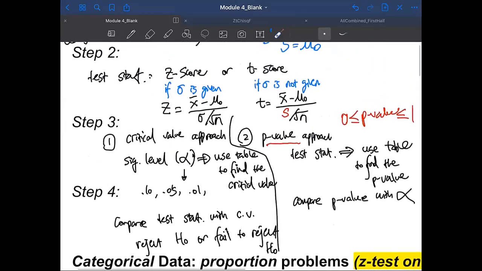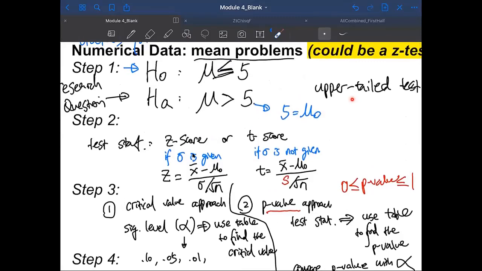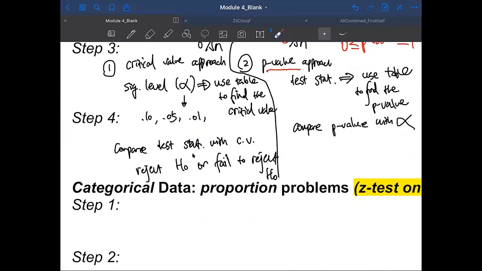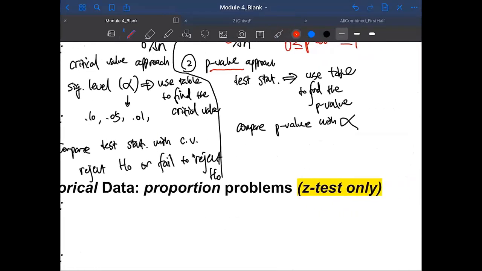You could be dealing with an upper tail test, or a lower tail test, which I have already erased, or a two-tail test. Regardless of what kind of test you have, this is always true. That's why I'm going to change my color to red. You are always going to reject the null if the p-value is small. How small is small? As long as the p-value is less than or equal to alpha, you are always going to reject the null.